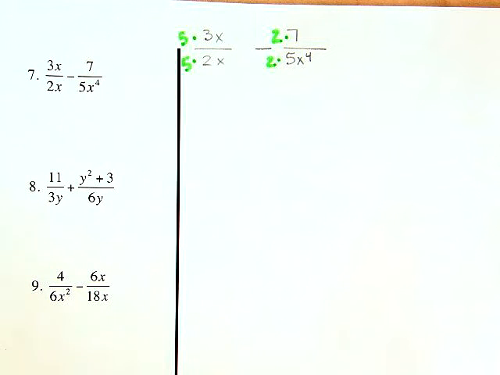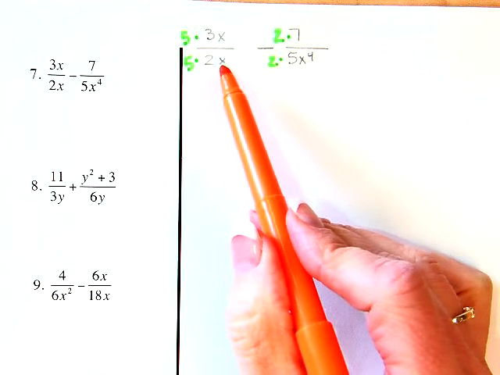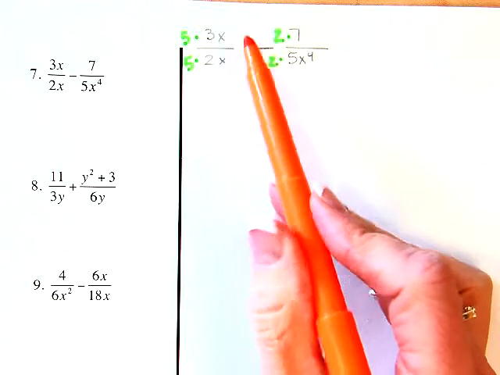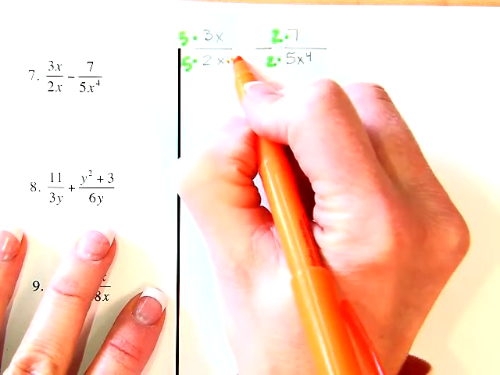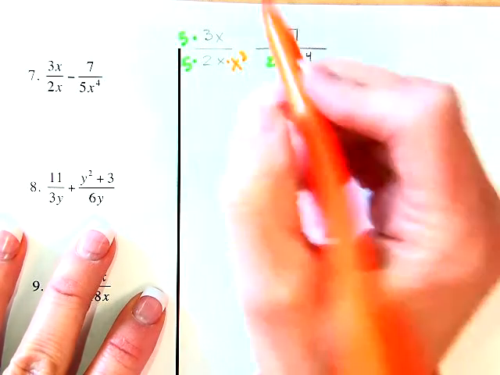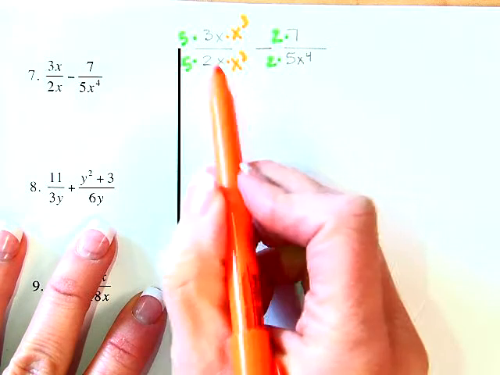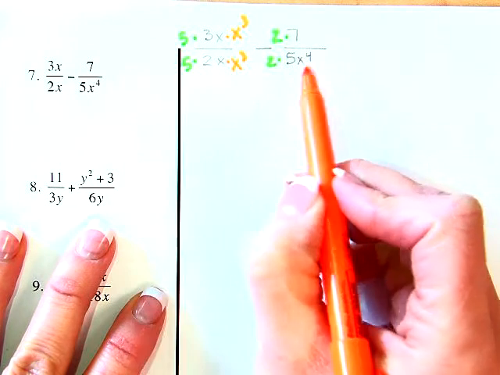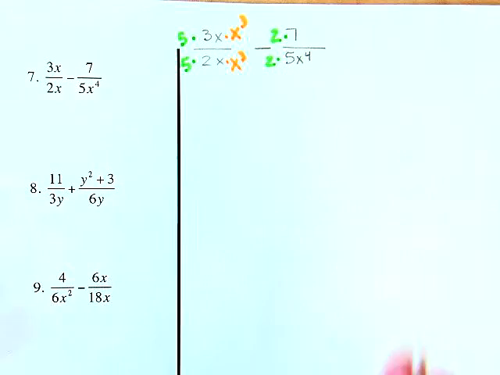Then I need a variable power to match. So this second denominator has 4 powers. The first one only has 1. So it is missing 3 powers. So I need to multiply by 3 powers, which is x cubed, and multiply the top by the same. Now that's going to have 4 powers of x. This already has 4 powers of x. So now I have what I need to move to the next step.